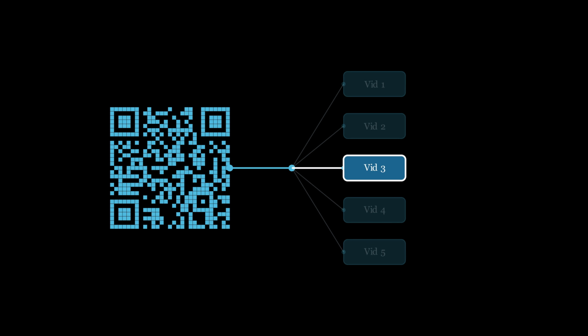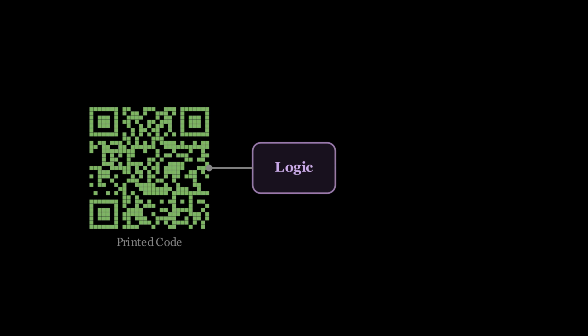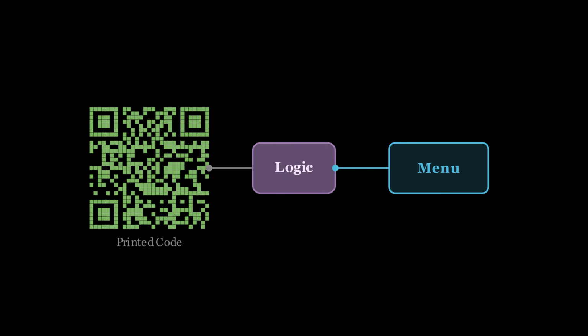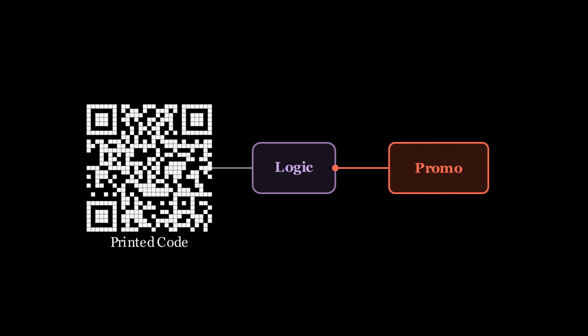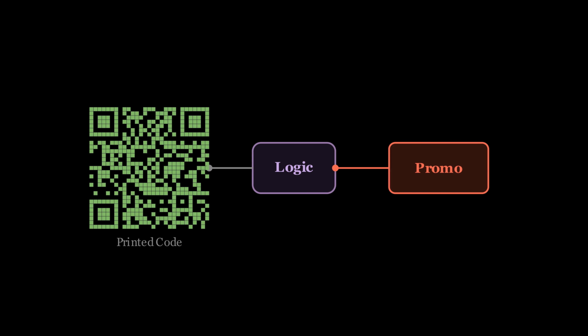Now, the point is, QR codes don't have to be static. Most people use them for restaurant menus or something like Wi-Fi passwords, but if you add a little bit of logic in the middle, you can control what the user sees, even after you've printed the code itself.